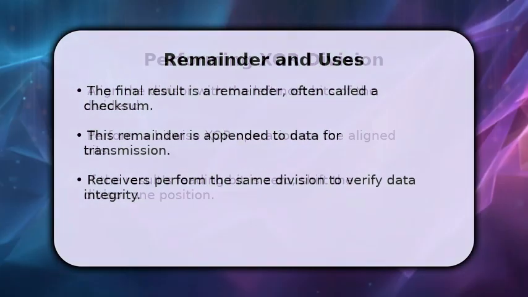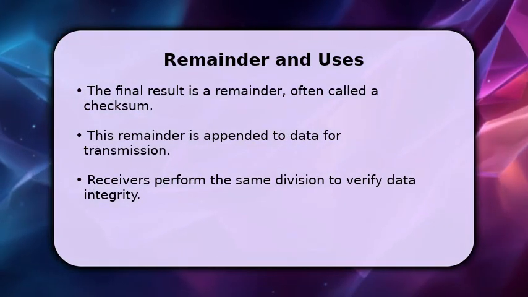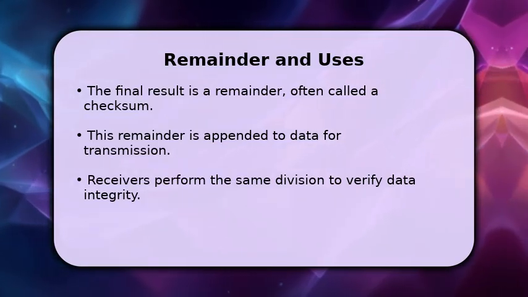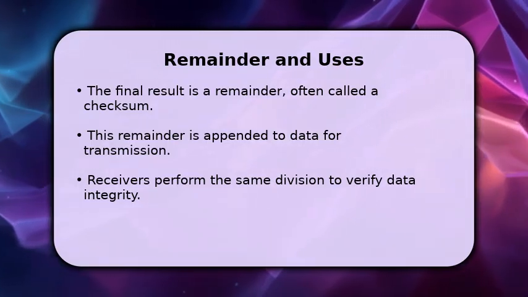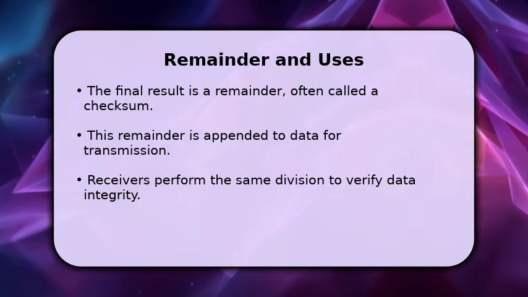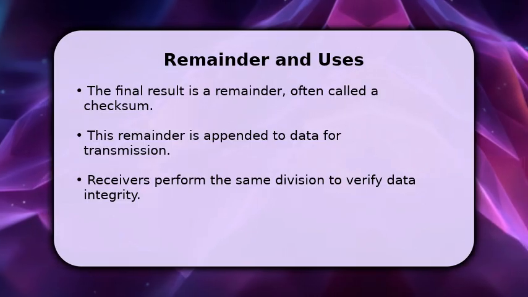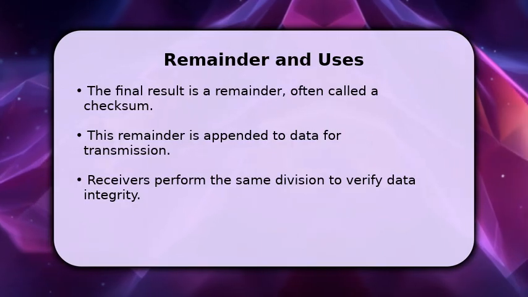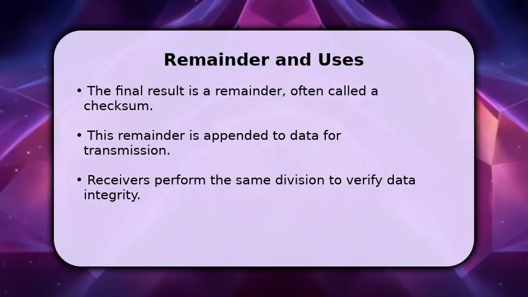The crucial outcome of XOR division is the remainder, often referred to as a checksum. This checksum is typically appended to a block of data before it's transmitted or stored. When the data is received, the same XOR division is performed. If the newly calculated remainder matches the original checksum, it indicates that the data likely arrived without errors. This powerful technique, particularly in cyclic redundancy checks, helps ensure the integrity of digital information across various systems.